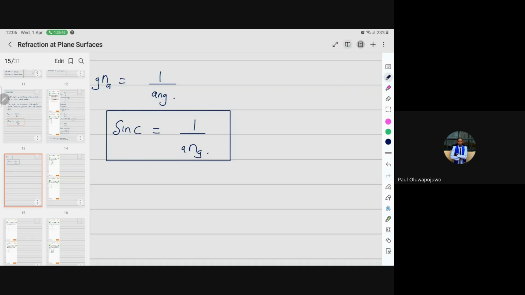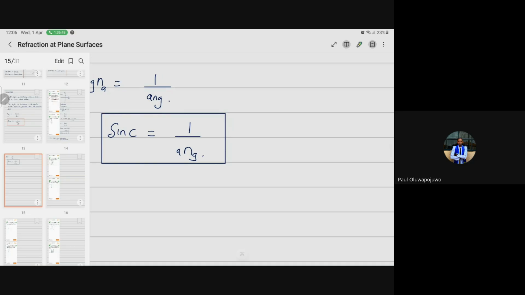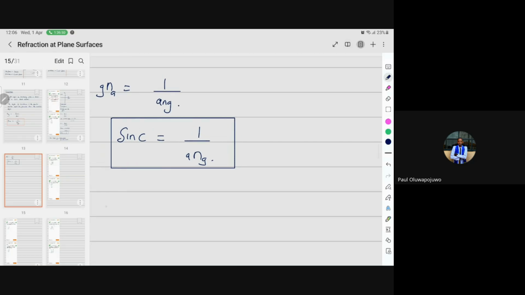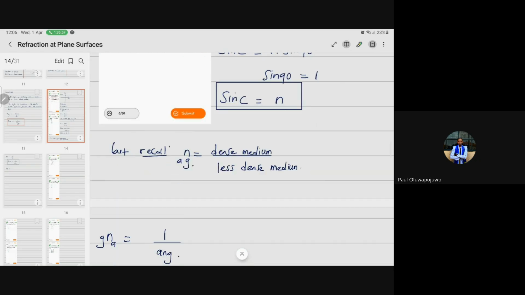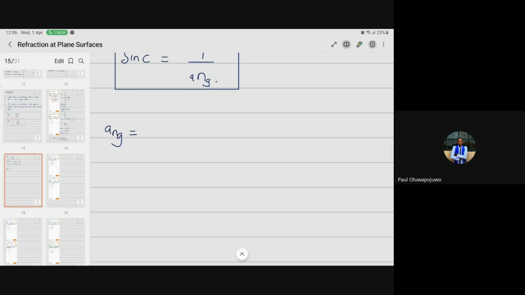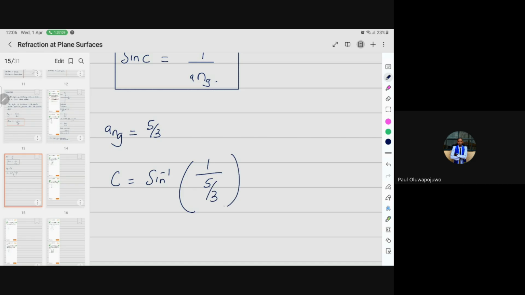Beautiful. So now, for this question, they gave us that from air to glass is equal to 5/3. So that I have that C will be equal to sine inverse of 1 all over 5/3. So this will give us that C is equal to sine inverse of 3/5. So go ahead and punch this.